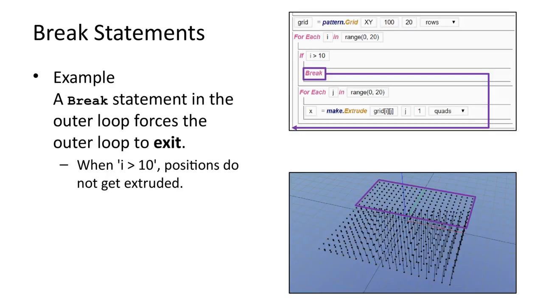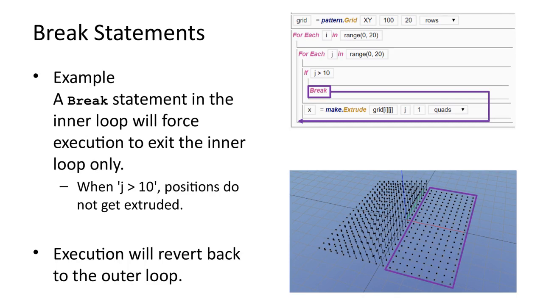Here is an example. The outer loop starts to execute. But when it reaches the position number 12, the variable I will have a value higher than 10. The break statement then kicks in. As soon as the statement is executed, execution will exit the outer loop. You can see that in the model, the positions in the top rows are not extruded. This is because these rows have an I index that is greater than 10.